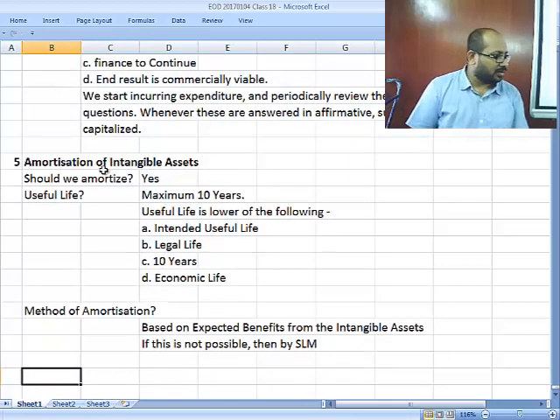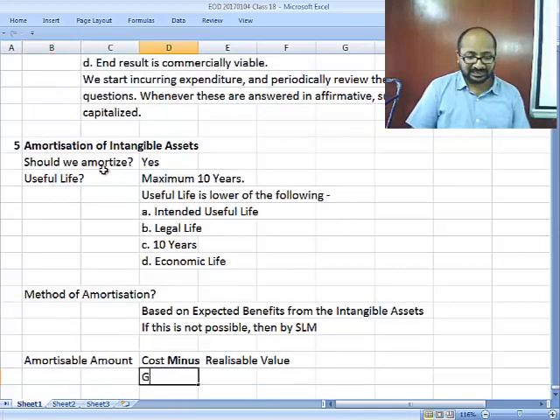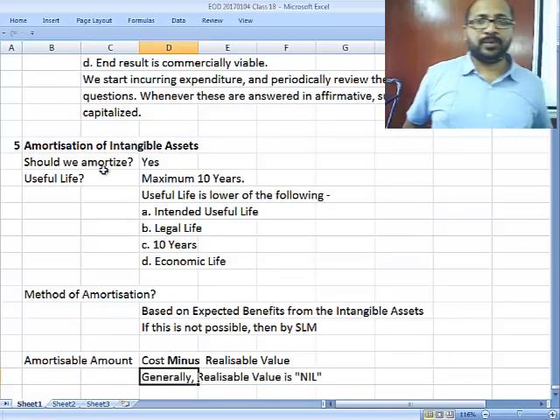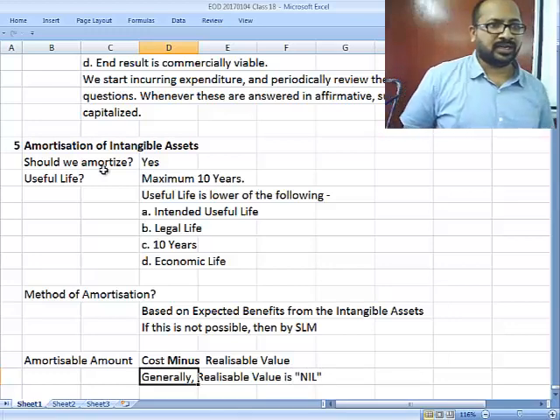Whenever you speak about amortization, we also need the amortizable amount. What is the amortizable amount here? Cost minus realizable value. Generally, you are not supposed to assume any realizable value at all. Take the residual value as nil and then proceed further.